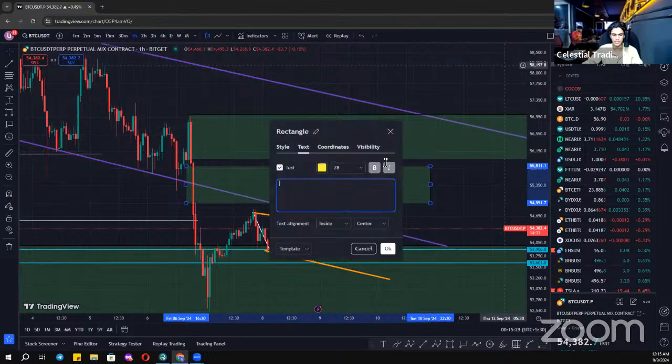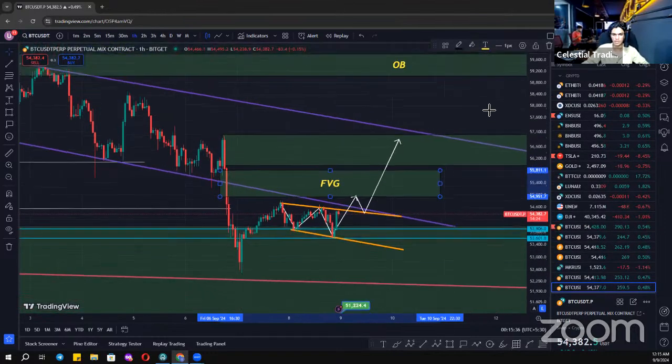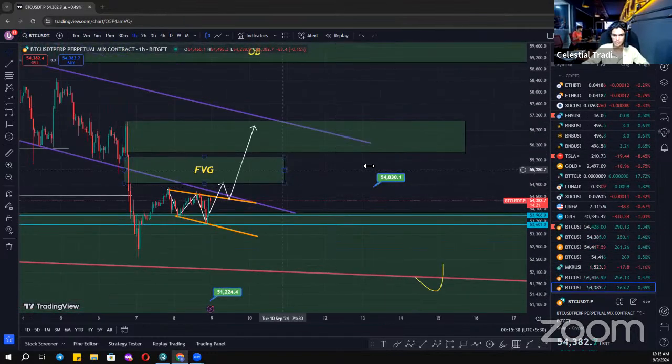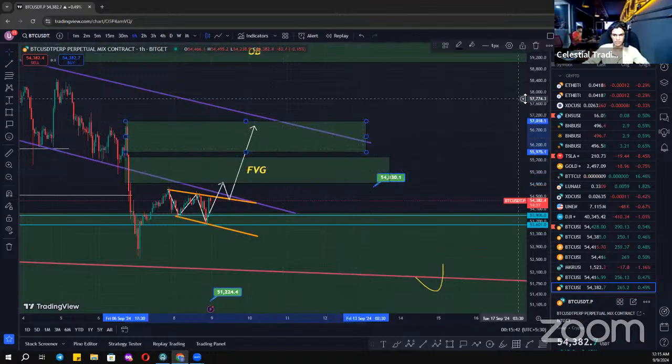We have a PG. So anything could happen. It's your responsibility to keep an eye on these levels that I am marking out.